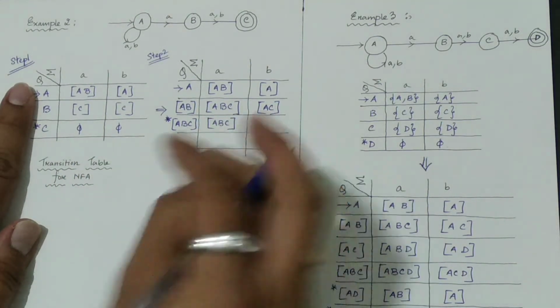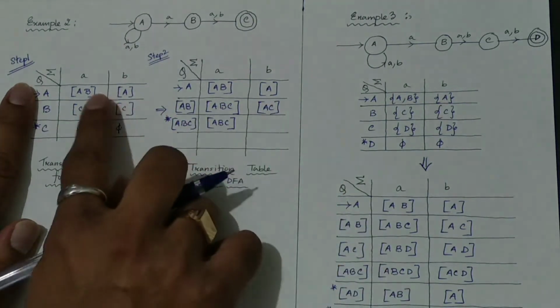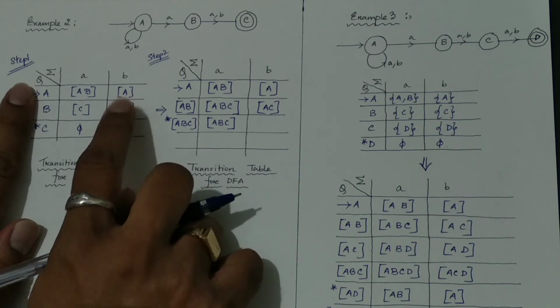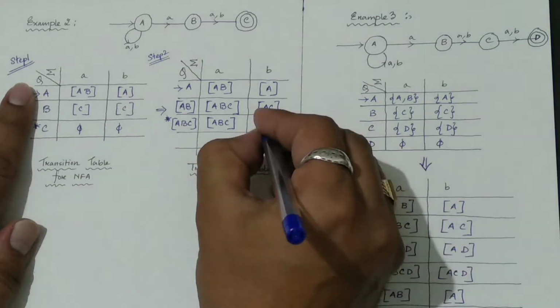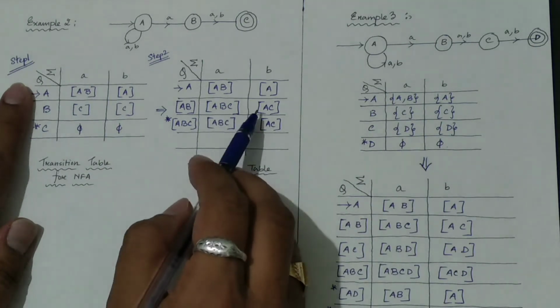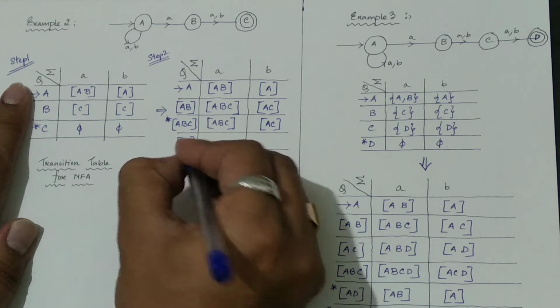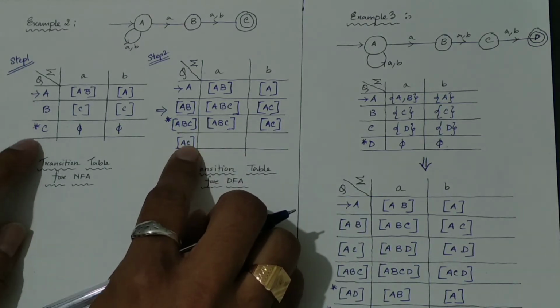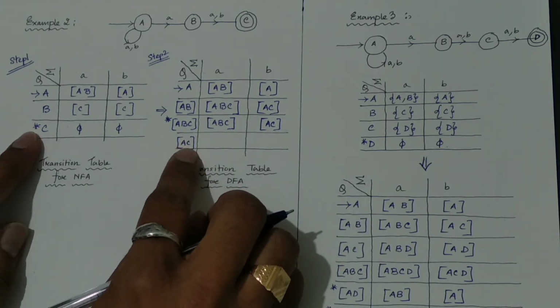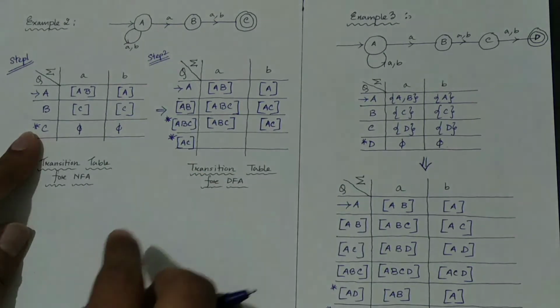Clear? Now if I check with input alphabet B, where it is going? It is going to A, C and phi. So A, C, phi means what? AC only. Clear? Now what state is left out? The only new state left out is AC. So I will bring AC over here. And since C is a final state, a combination of C with any state will also be a final state. So AC will also become a final state.